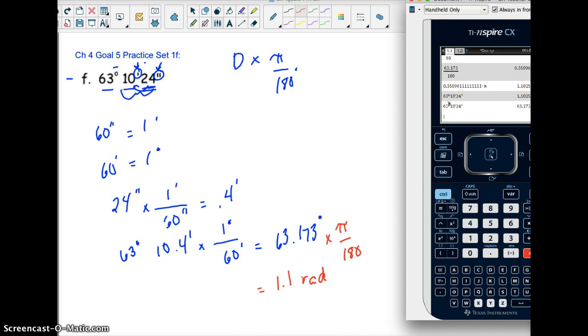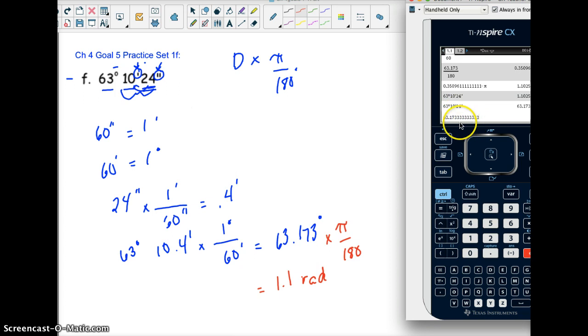Yes. So because my calculator setting was in radians, it converted my degrees, minutes, seconds directly to radians. When my calculator mode is in degrees, it converts my degrees, minutes, seconds to degrees as a decimal value. Now, how could I convert 63.173 degrees back into degrees, minutes, seconds?